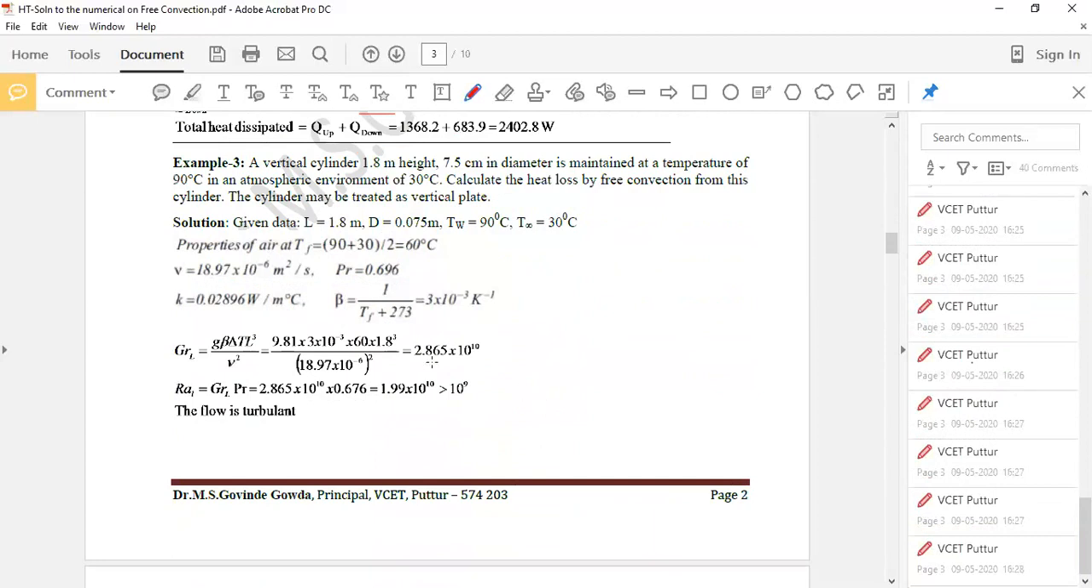Okay. Now let us take the third problem on the vertical cylinder. A vertical cylinder 1.8 meter height, 7.5 centimeter in diameter is maintained at a temperature of 90 degrees centigrade in an atmospheric environment of 30 degrees centigrade. Calculate the heat loss by free convection from this cylinder. The cylinder may be treated as a vertical plate.